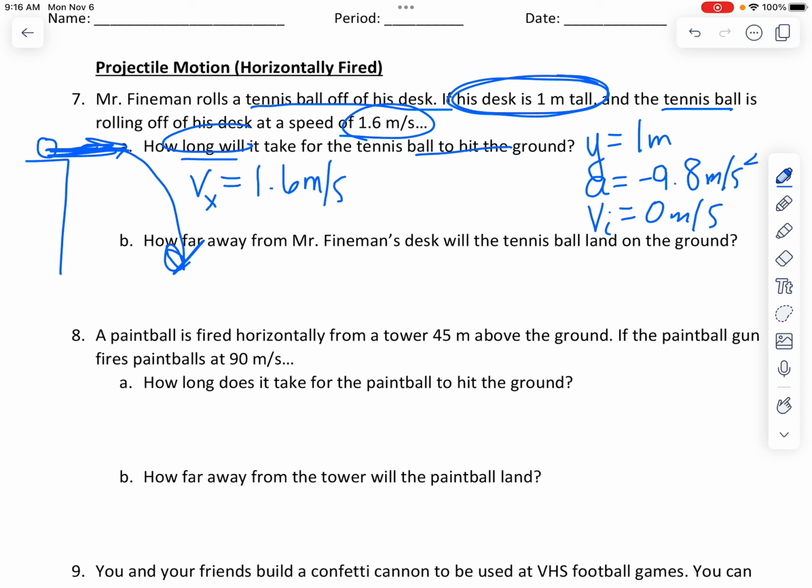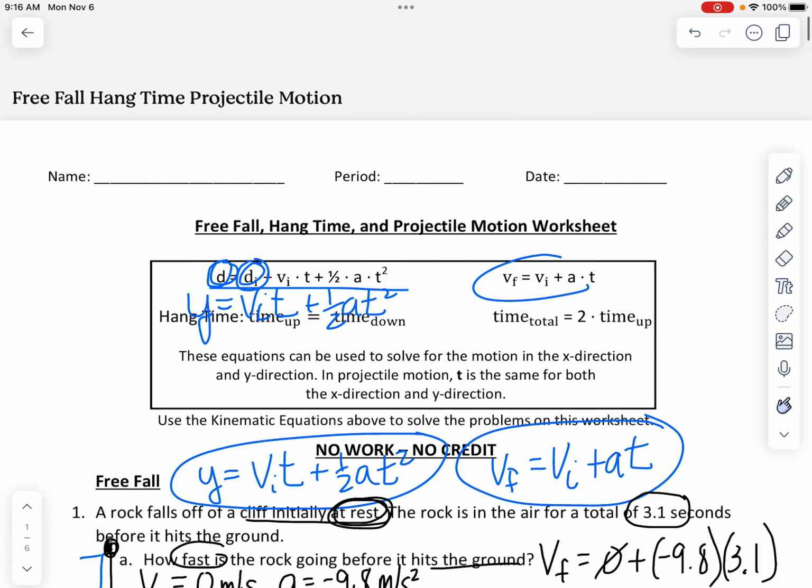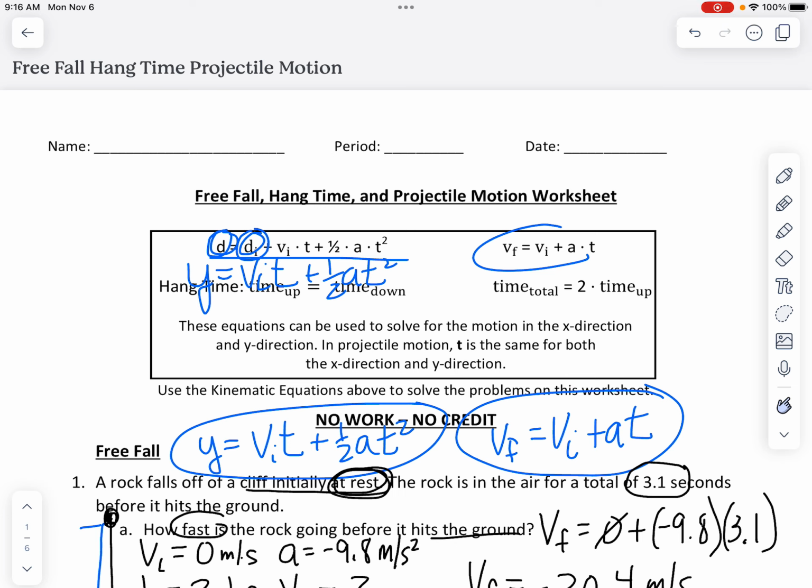You want to find time. Remember, the time is the same for horizontal or Y component. It doesn't matter. So in this case, look and see what you're given and try to figure out which formula we're going to use to find time. So if I look at our formulas here, you are given everything you need to find time using this formula for the Y component.